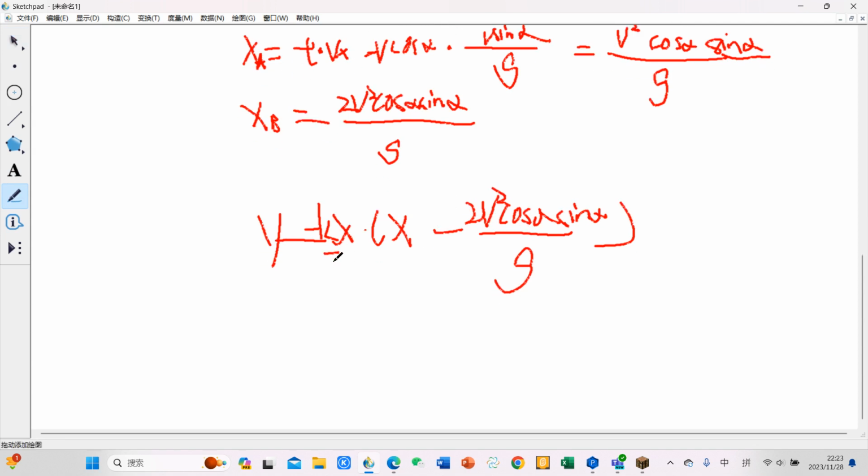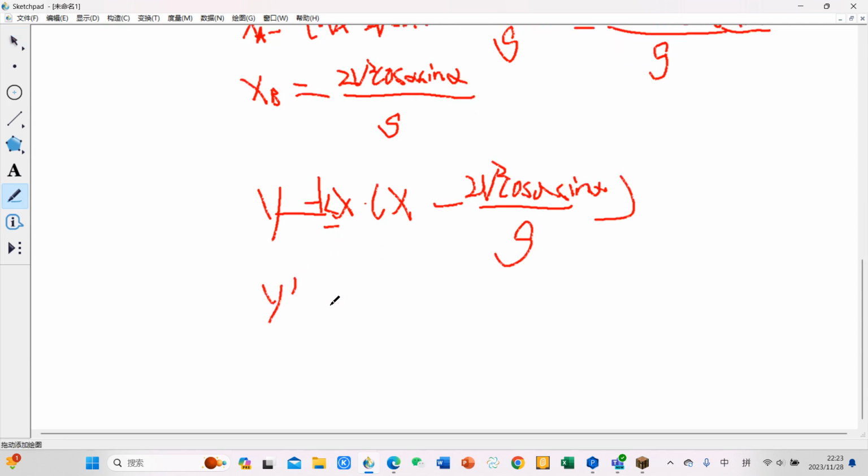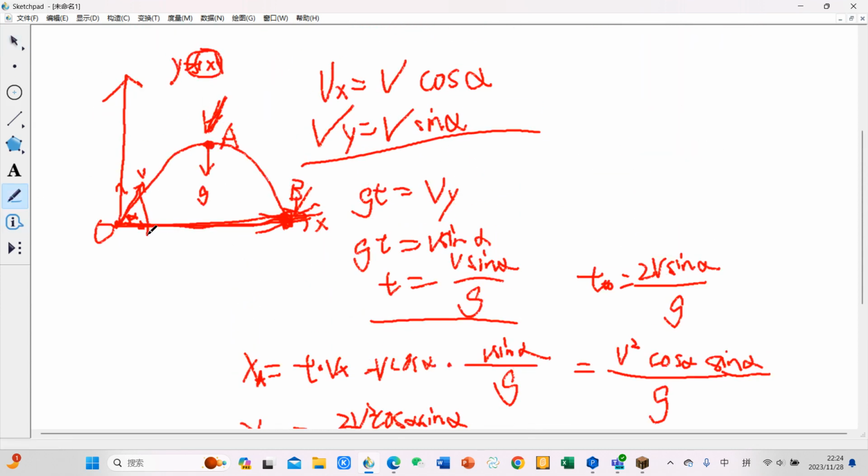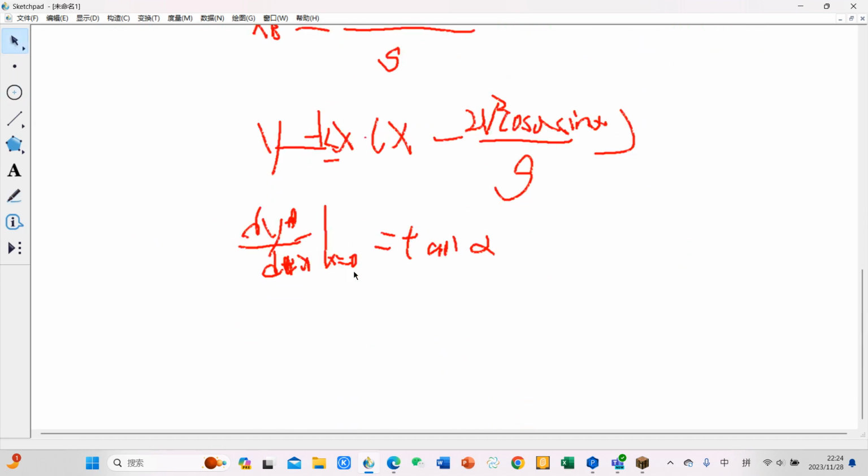So what is this k? We know y prime, or dy/dt. Oh no, it's dy/dx, dy/dx at x equals 0. What is it? It is tangent alpha, right? Because as we throw these things, there should be a tangent here. It should be the tangent slope. So what is dy/dx at x equals 0?